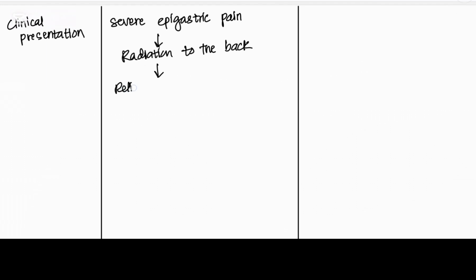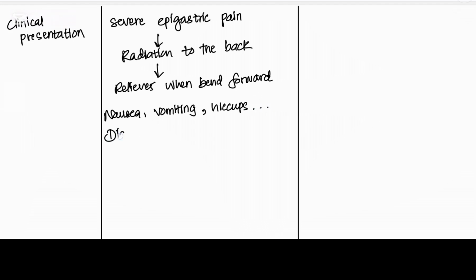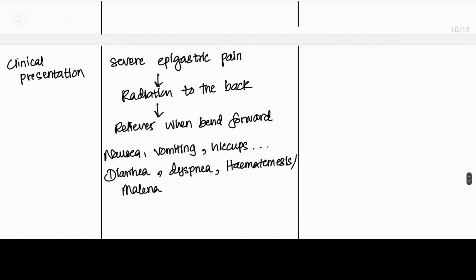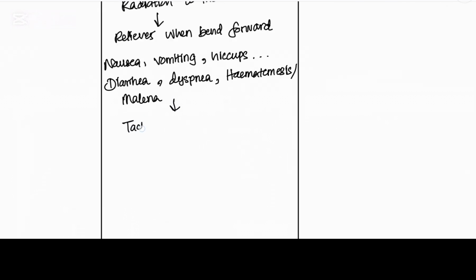How do they present? In acute pancreatitis, they will have severe epigastric pain, and it will radiate to the back because it's partly a retroperitoneal organ, and it is relieved when bending forward because of reduction in the peritoneal irritation. They might come with nausea, vomiting, and hiccups. They'll have diarrhea and dyspnea, hematemesis, or melena because of hemorrhage. Dyspnea is due to ARDS or pleural effusion.